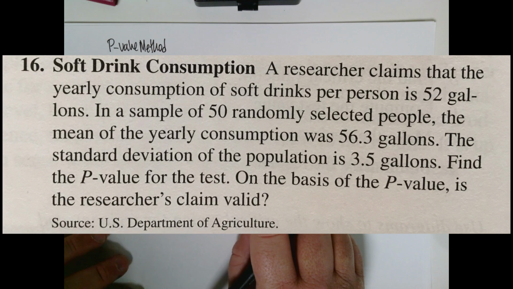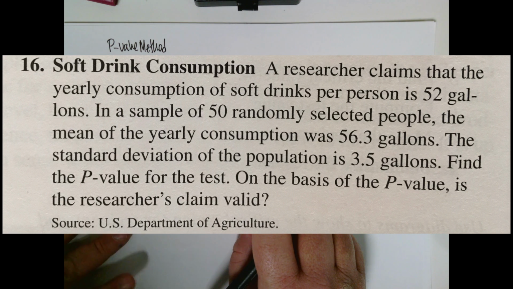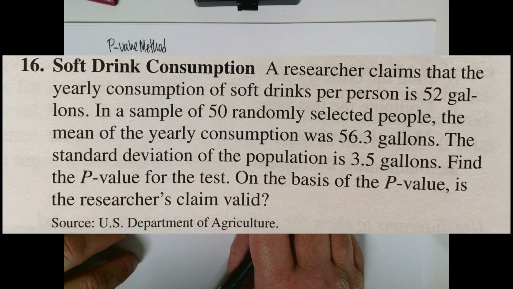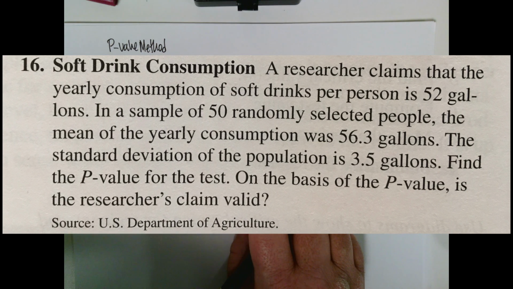Alright, so we're going to try the other method, the p-value method. So this problem is soft drink consumption. A researcher claims that the yearly consumption of soft drinks per person is 52 gallons. In a sample of 50 randomly selected people, the mean yearly consumption was 56.3 gallons. The standard deviation of the population was 3.5 gallons. Find the p-value for the test. On the basis of the p-value, is the researcher's claim valid?